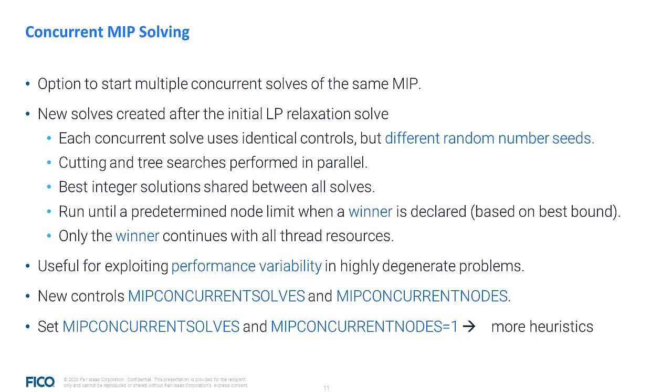Another cool use case of our new nested MIP feature is that we can start multiple concurrent solves of the main MIP. With this release, we can start concurrent solves with identical controls but with different random number generator seeds. Each concurrent solve runs for a limited number of nodes. If the problem did not solve, all but the most promising solve are terminated, and only the winner gets to continue, using all available threads. This feature addresses problems that show a high degree of performance variability.